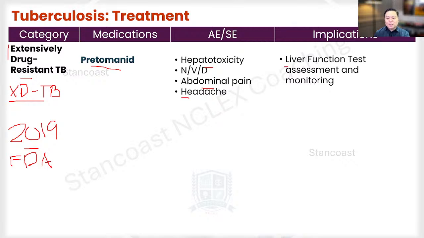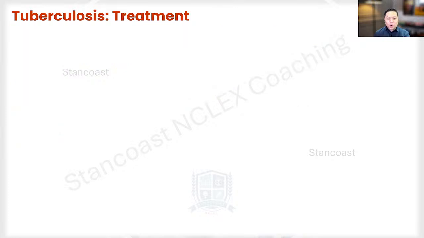Exactly. Now, what we're going to do here is to treat these side effects symptomatically. If they have some headache, then we're going to have to minimize those symptoms. If they have some nausea, then we're going to have to treat that with an antiemetic as well. Okay. All right. So that's all about the susceptible TB infection and also the resistant. And we know that there are two groups of the resistant TB. The first one is the what? The MDR, or the multi-drug resistant TB. And the second one is the extensively drug-resistant type of TB, or the XDTB.